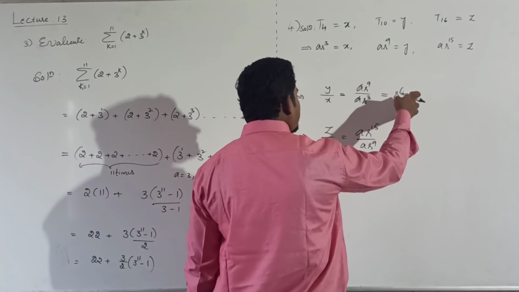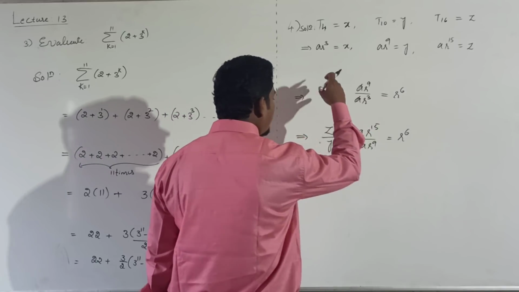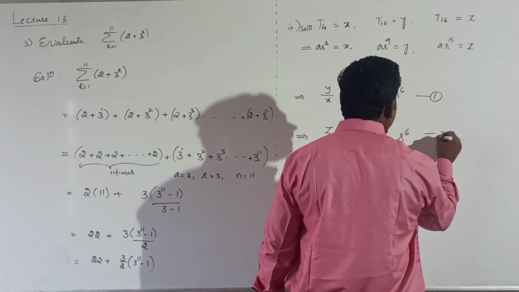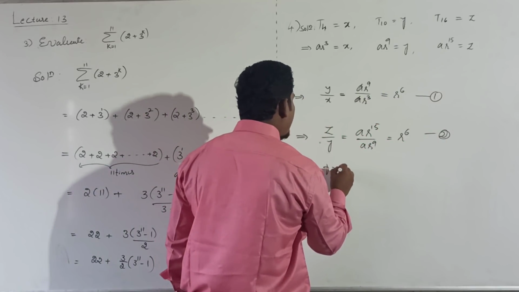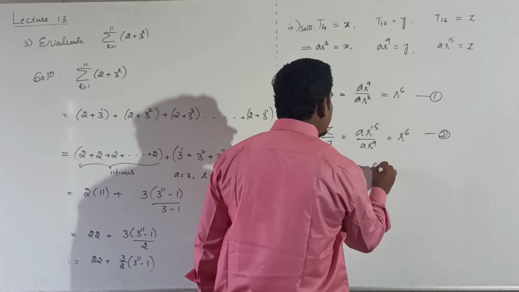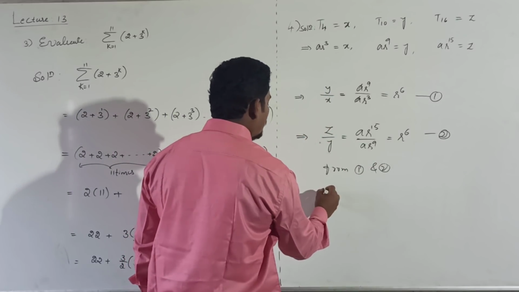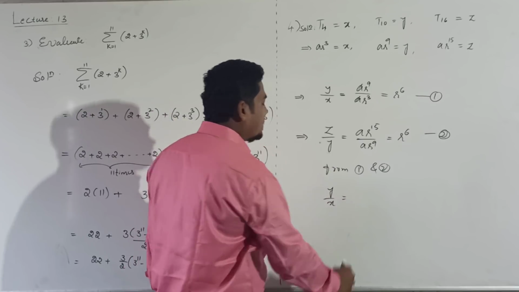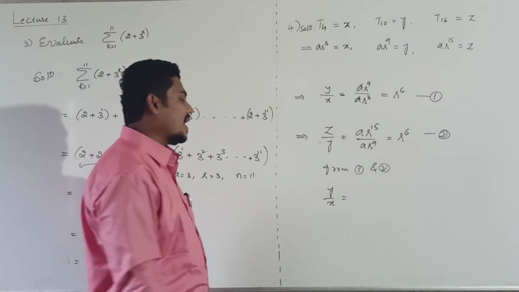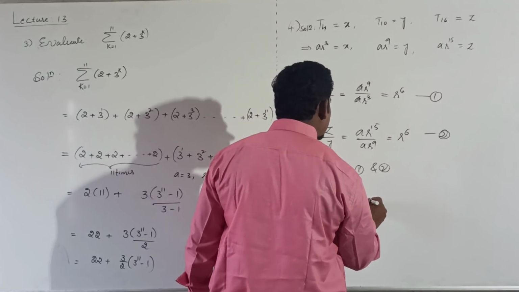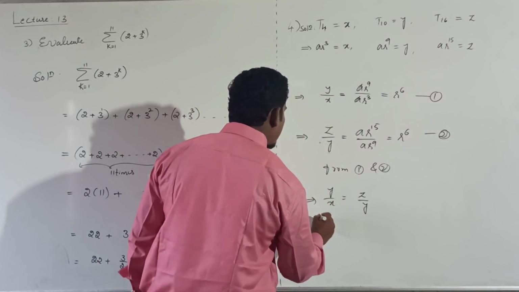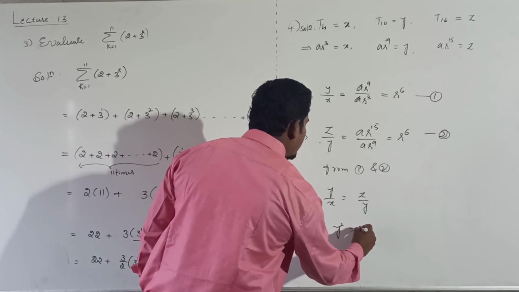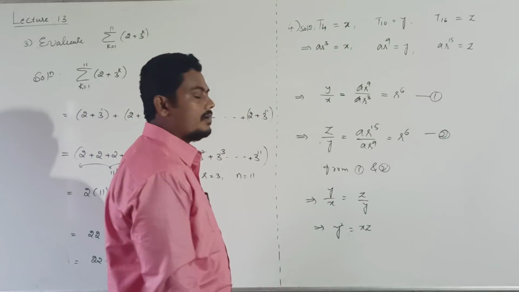Both are r power 6, which means the RHS expressions are equal, so the LHS expressions are equal. Take them as equation number 1 and equation number 2. From 1 and 2, y divided by x is the same as z divided by y. After cross multiplication, y square is equal to x into z.